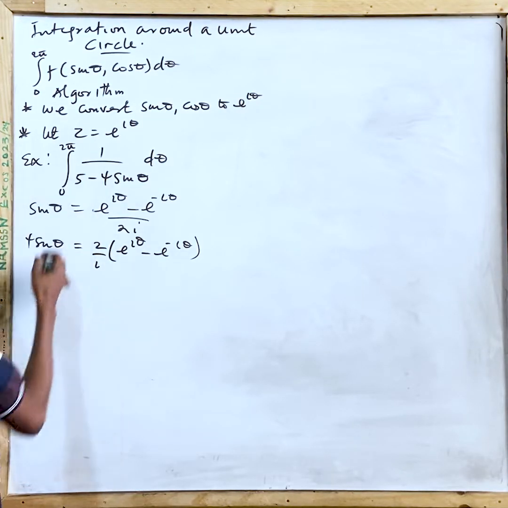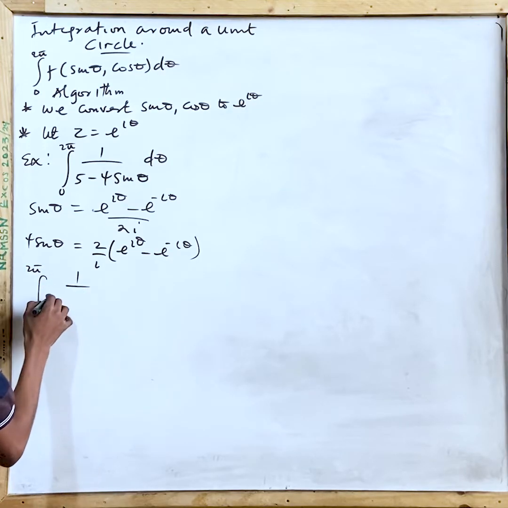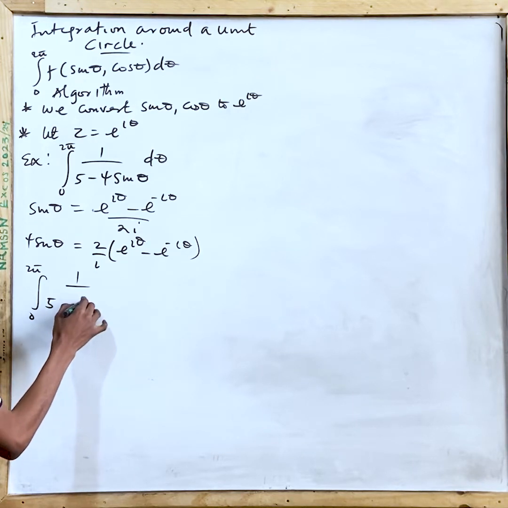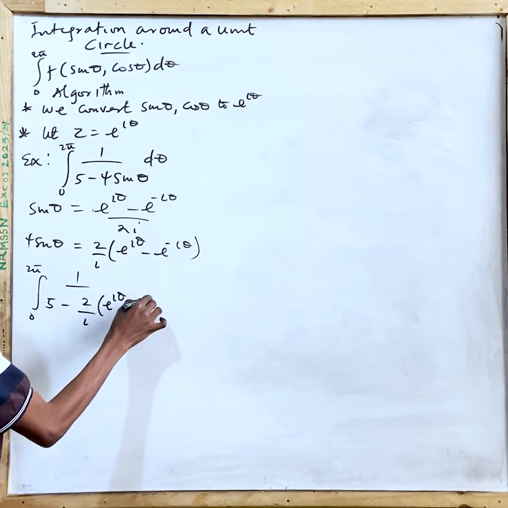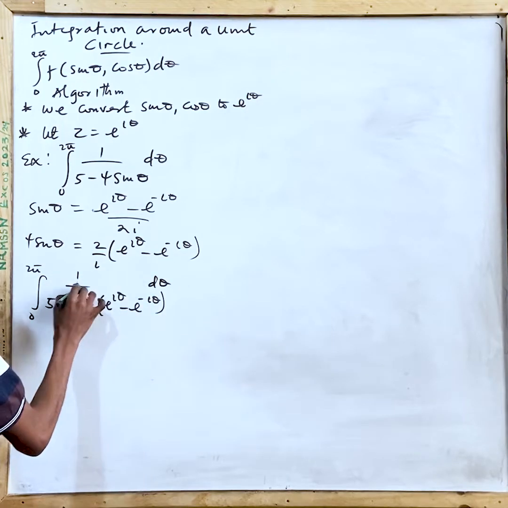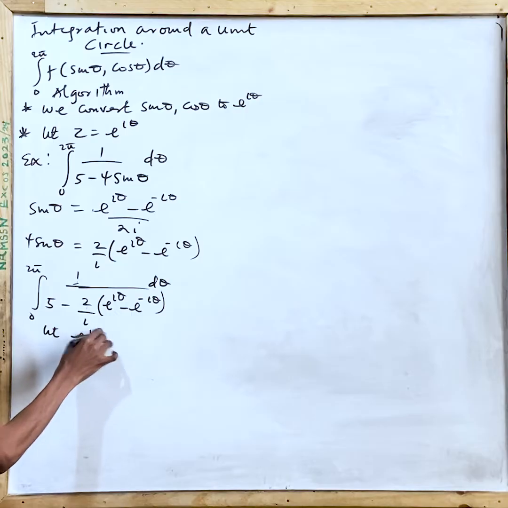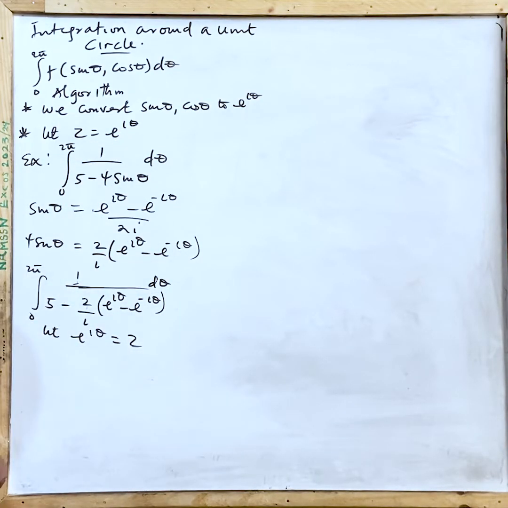So substitute back into the integral. So we're having the integral from 0 to 2 pi of 1 over 5 minus 2 over i into e to the i theta minus e to the minus i theta, d theta. Okay. So we now say that, let exponential i theta, let's call it z. That's the second step. So let exponential i theta equal z.